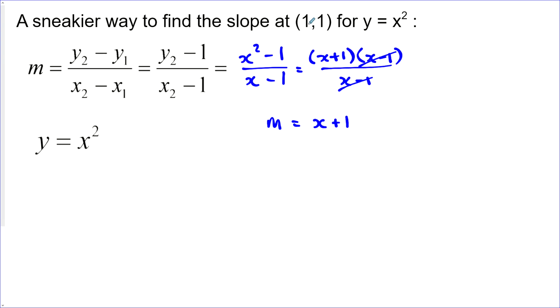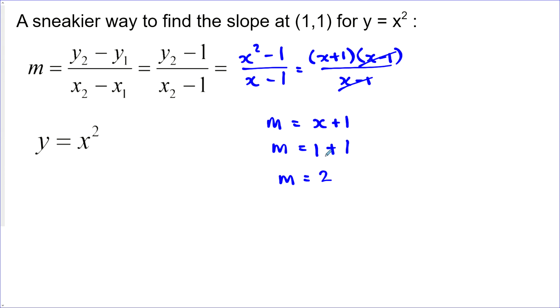Now, what was x for this question here? It was 1. So we can put that in now, 1 plus 1, and we can get the slope as 2. Now again, this only works because we can remove this point of discontinuity here and plug in this value here.